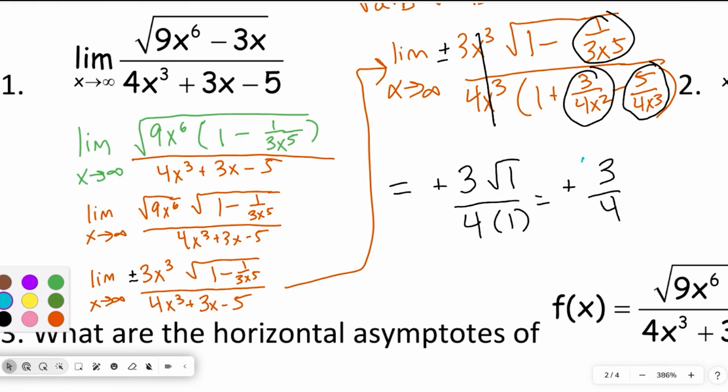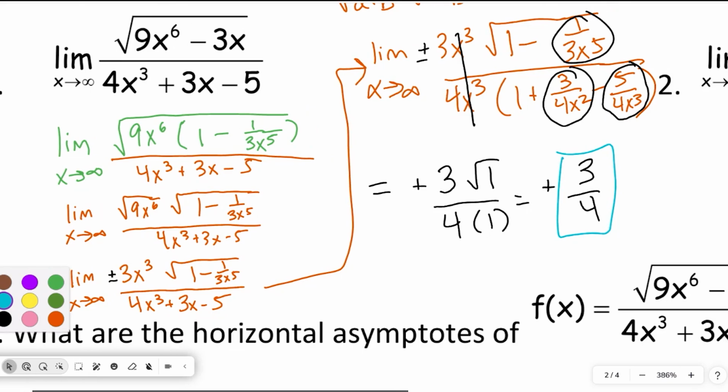Just want to make that little distinction. I didn't want to fly by that, even though we do end up just getting 3/4 anyway. But you can see if I flip the question and say, what's happening as x goes to negative infinity, you get a different answer. Any questions so far?